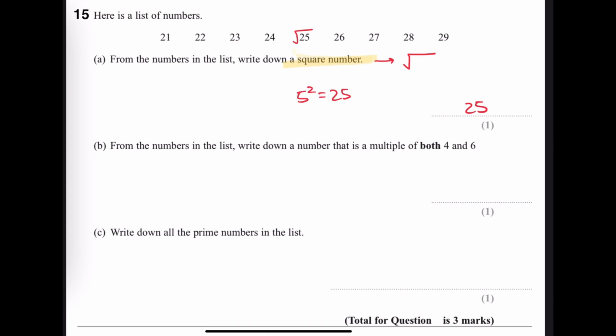B. From the numbers in the list, write down a number that is a multiple of both 4 and 6. First thing we can do is just do 4 times 6. That is 24. And that's the only thing that can be multiplied together to make it. And the other way is that you can see whatever can be divided by both 4 and 6 will be the answer. So for this, it's only 24.